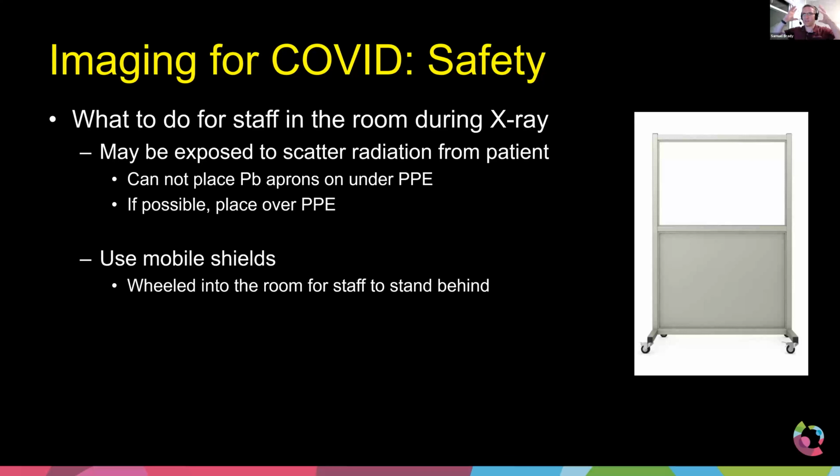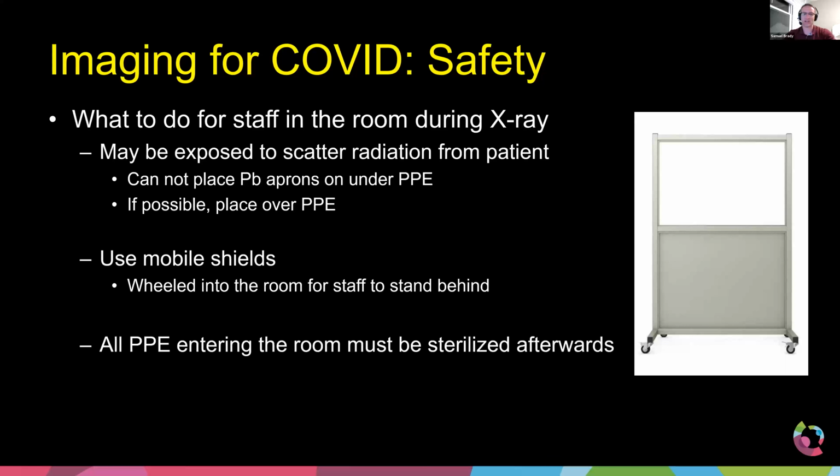And if they have the PAPRs and the respirators and all this other gear on them, because some of them look like they're in a biological war zone, they might not actually be able to get lead aprons on. The worst case scenario, if they can't put lead on and you don't have a rolling shield, is that they just need to get as far back as they can. So they get the patient aligned and they just step back as far away from the patient as they can, and they'll be okay.